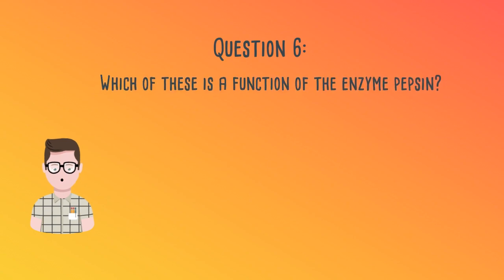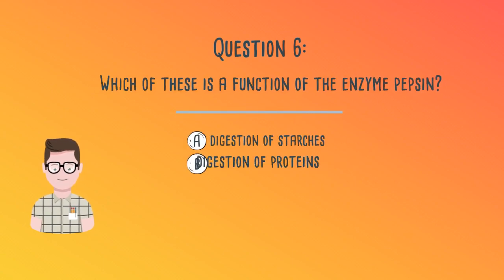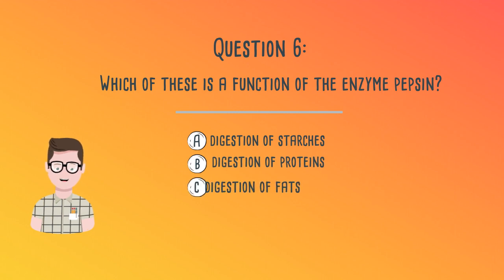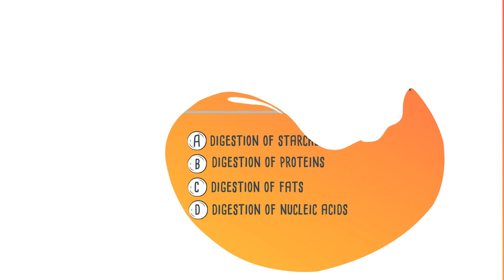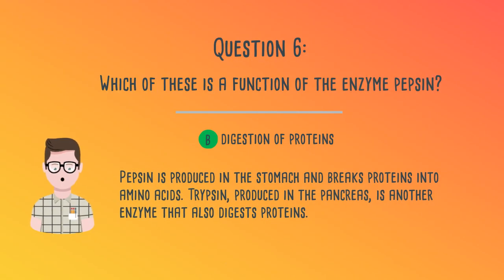Question 6. Which of these is a function of the enzyme pepsin? A. Digestion of starches, B. Digestion of proteins, C. Digestion of fats, or D. Digestion of nucleic acids? The correct answer is B. Pepsin is produced in the stomach and breaks proteins into amino acids. Trypsin, produced in the pancreas, is another enzyme that also digests proteins.